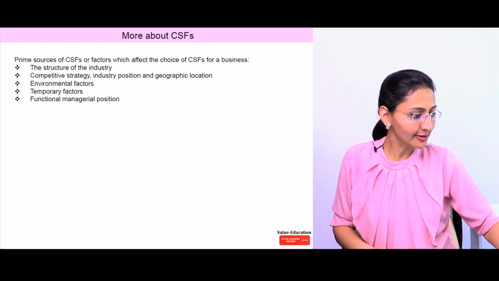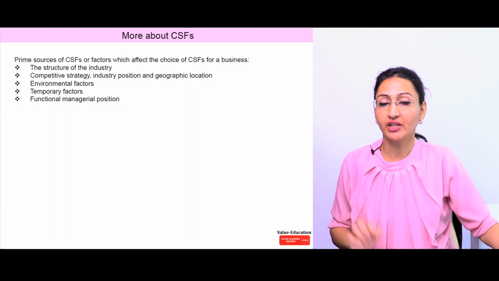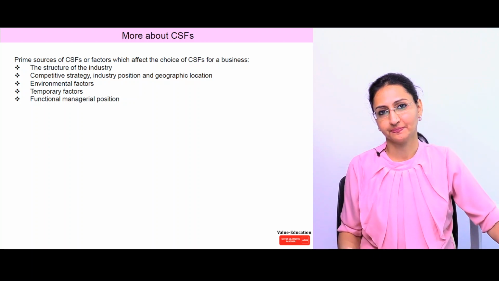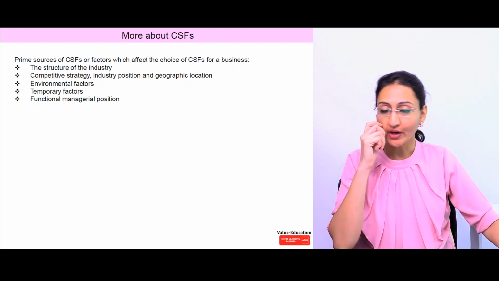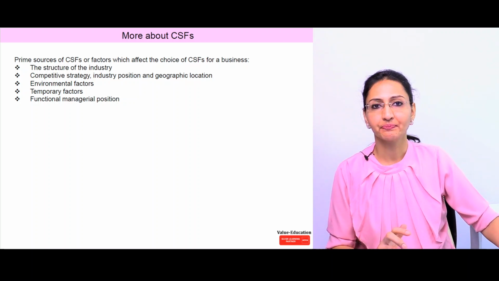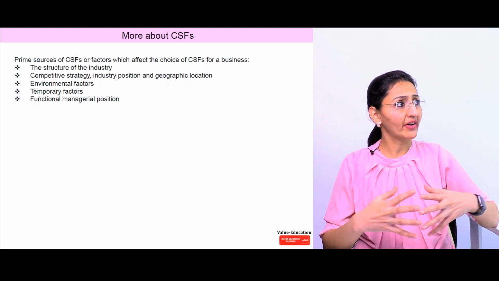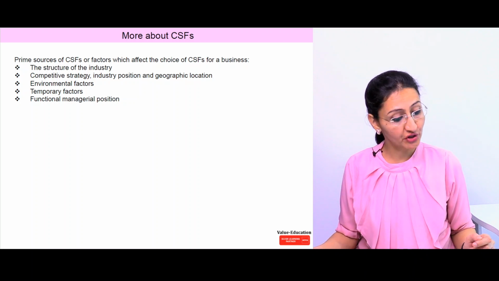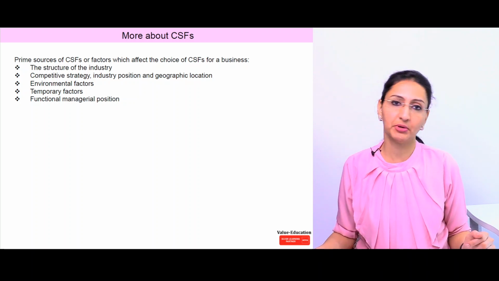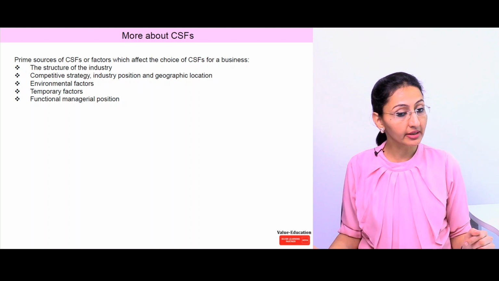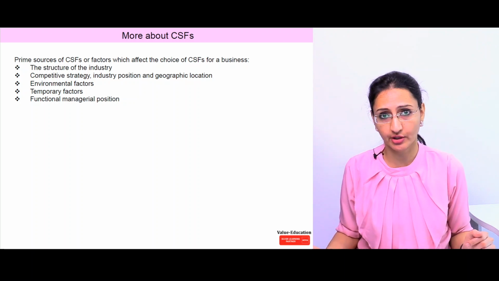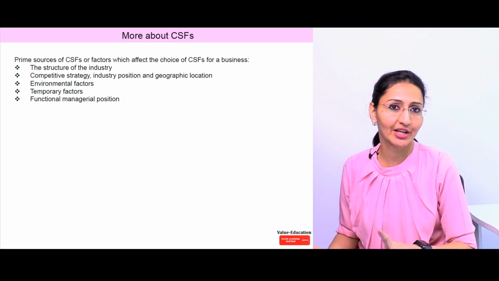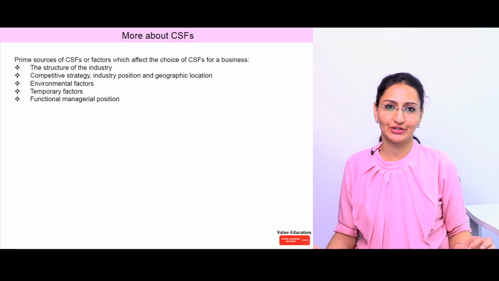Then environmental factors. With environmental factors, your critical success factors will change if the environmental factors change. For example, you are into mass production, but suddenly your factories are creating a lot of pollution. There is a lot of waste coming out of your factory, which is causing concern to the government as well as the people around the factory. Now your critical success factor should not be mass production, it should be safe, sustainable production. That means your CSFs will change if the circumstances change.